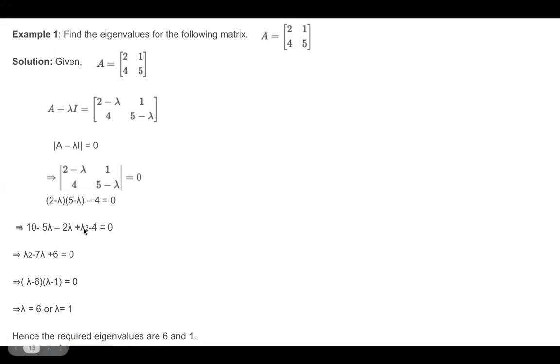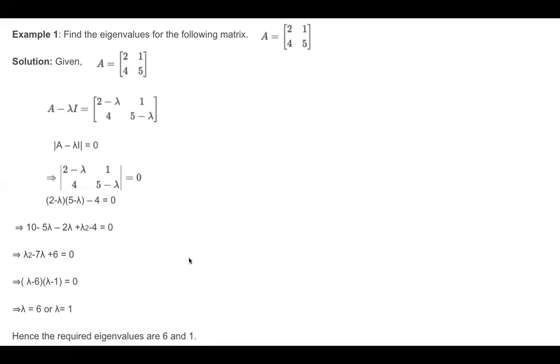This is lambda squared minus 7 lambda, which is minus 2 minus 5 becomes minus 7, plus 6, because 10 minus 4 gives us 6, is equal to 0. When you solve this quadratic equation, you get either lambda minus 6 should be 0 or lambda minus 1 should be 0. So either lambda is equal to 6 or lambda is equal to 1. Hence, the required eigenvalues are 6 and 1.